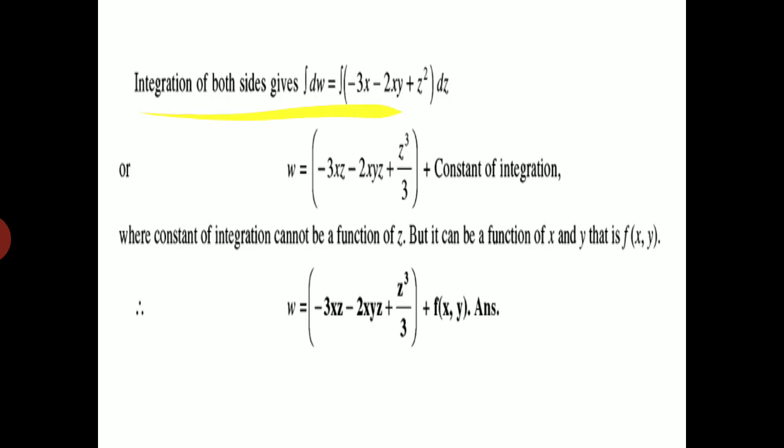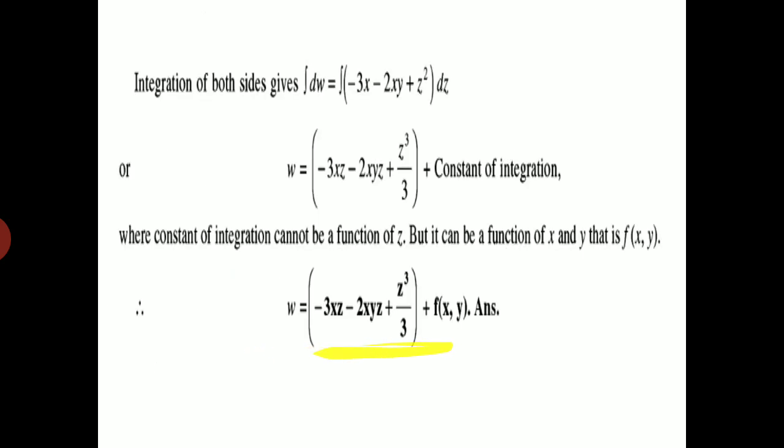So integrating on both sides, we will be getting w is equal to minus 3xz minus 2xyz plus z cube plus the constant of integration. So finally we'll be getting the value of w as w is equal to minus 3xz minus 2xyz plus z cube by 3 plus the constant of integration. So now we'll be solving the second case.